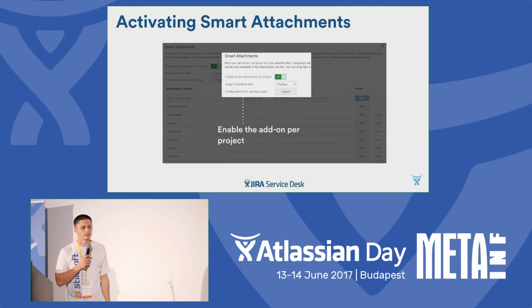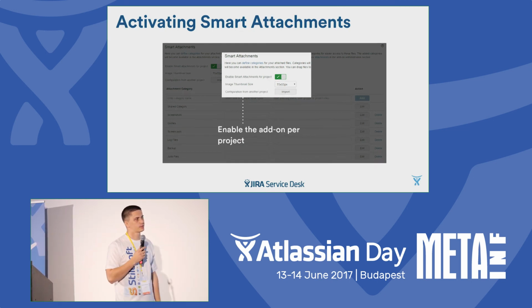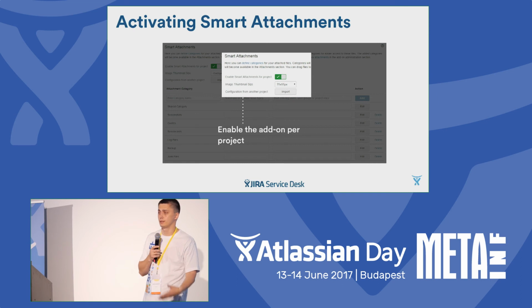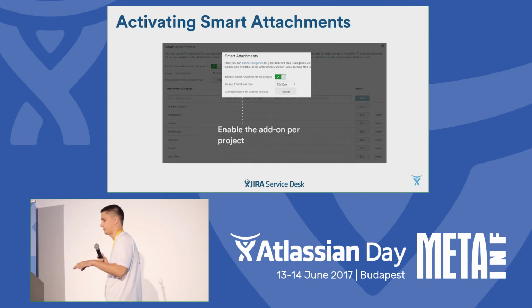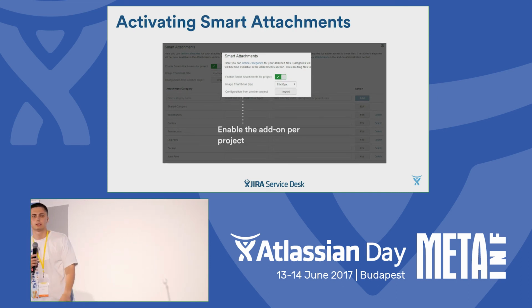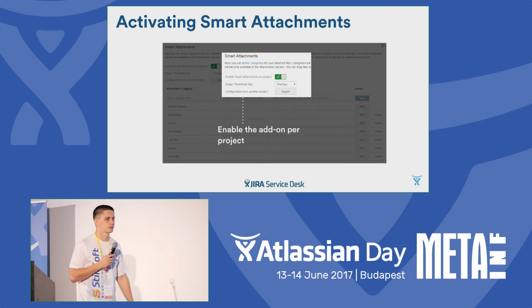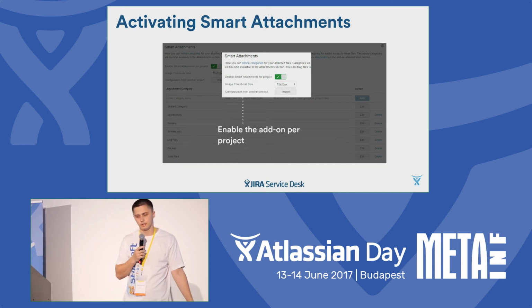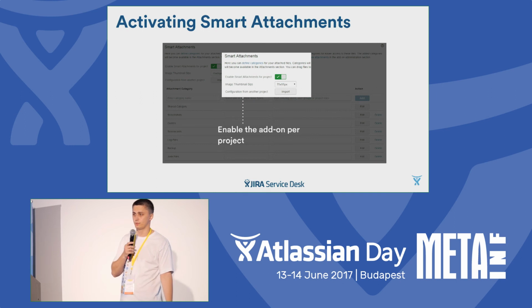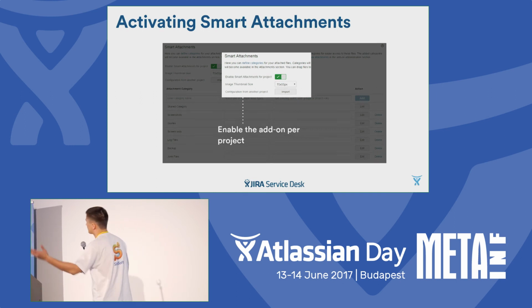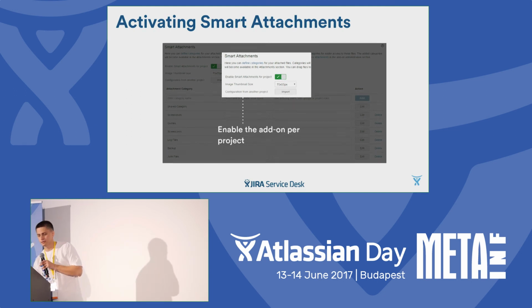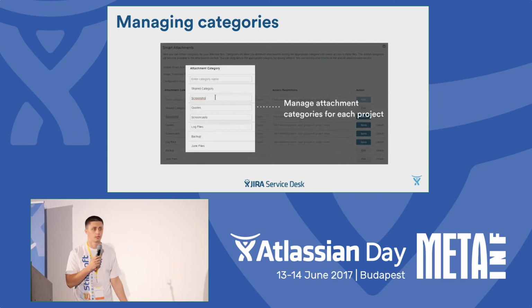So, what is the solution for this? You can install our add-on. This can be done through the marketplace. You just need to write smart attachments, type enter, and you will get it, and then you can install. Once this is done, you get an additional smart attachment section within your project, and just moving the toggle to on, you will activate the add-on. Once this is done, we can proceed to configuration of attachments.